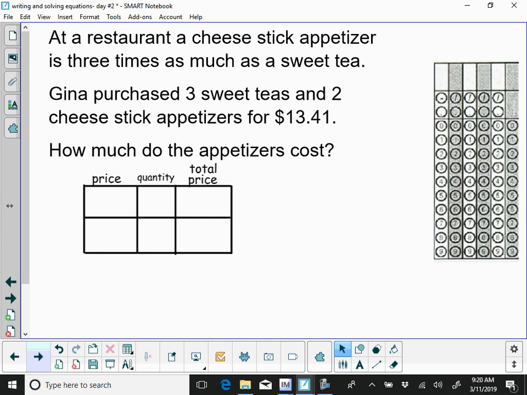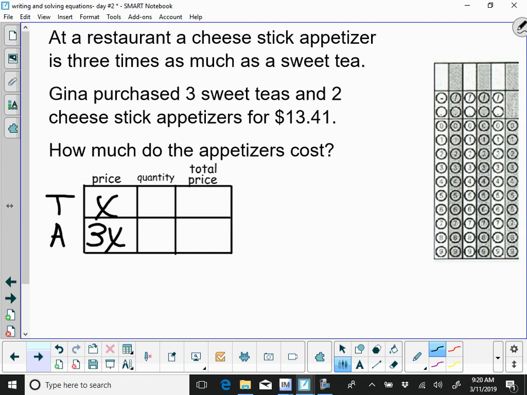All right, price problem. At a restaurant, a cheese stick appetizer is 3 times as much as sweet tea. Okay, so we've got sweet tea and we've got appetizers, right? Okay, so what do we make our sweet tea? 3 times as much as sweet tea. So one of them has to be our x. Then how do I write 3 times that? 3x.